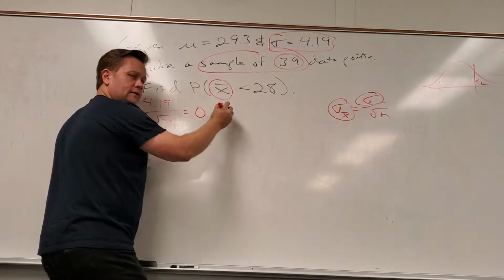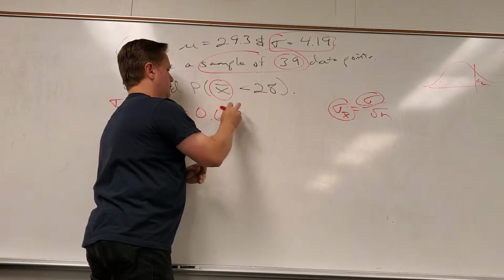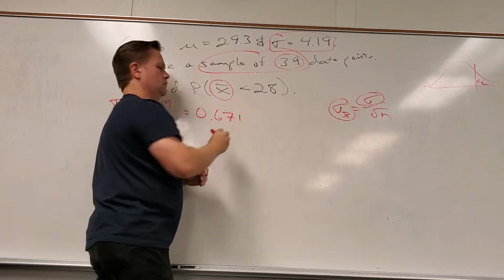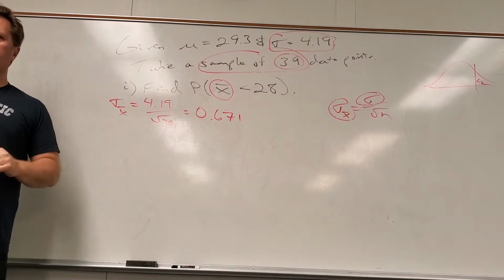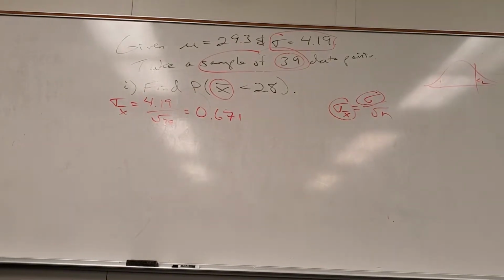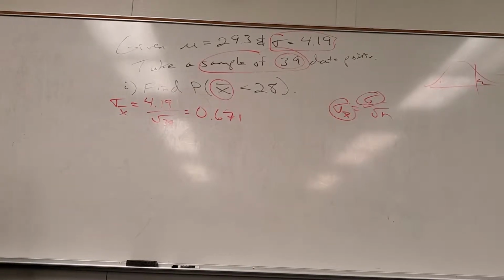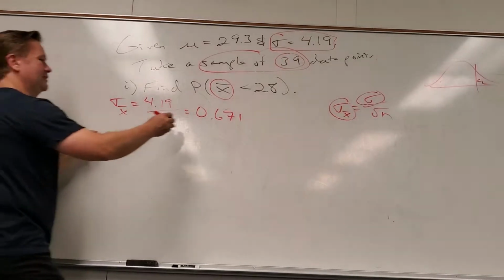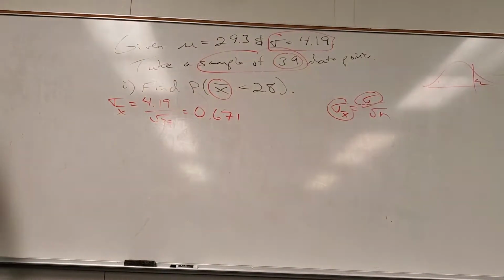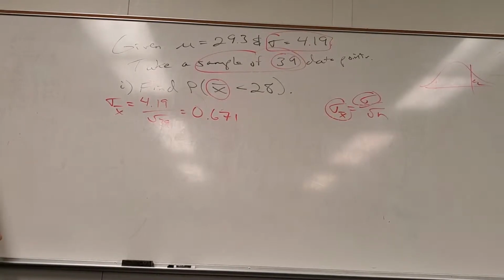So, 0.67. What was it? 6709. So 71. Okay. No? No, I got 6693. Let's see. Yeah, I get 6709. I got the wrong number. That's okay. Don't worry. It's all good. 4.18 will do that. 4.18 instead of 4.19. Oh, that'll do it.